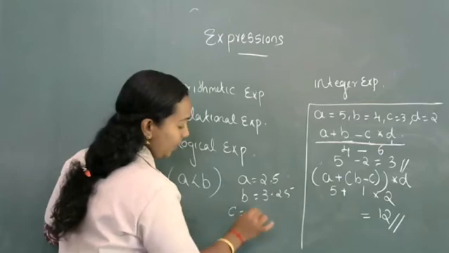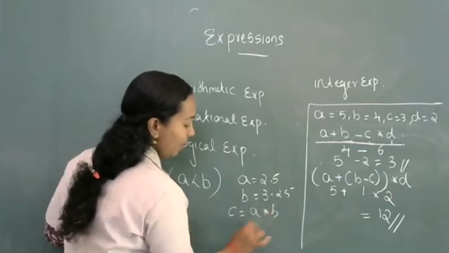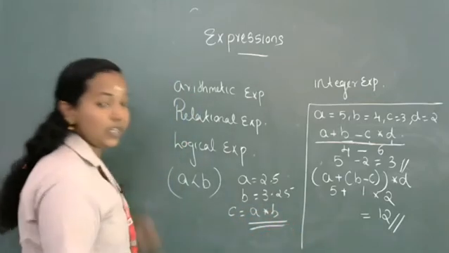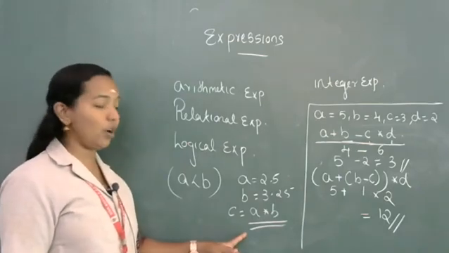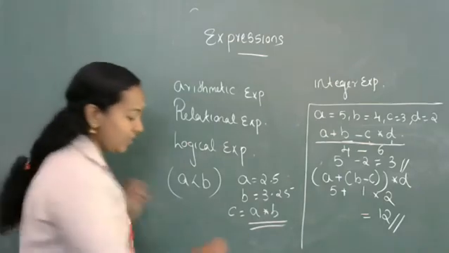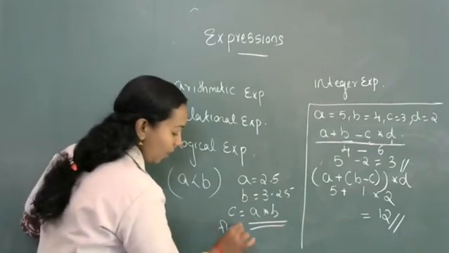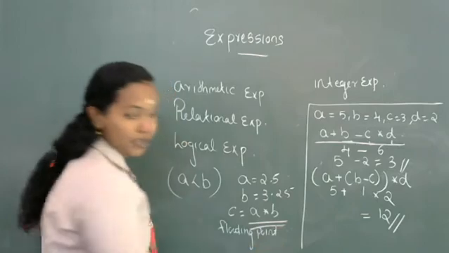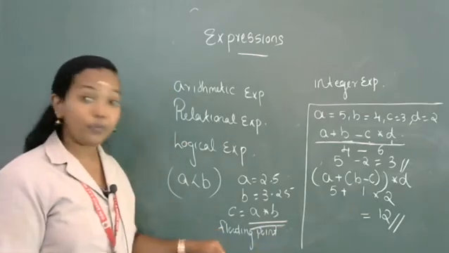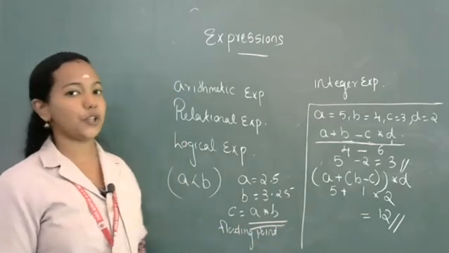C is equal to A star B. Then it is not an integer expression. It is a floating point expression.